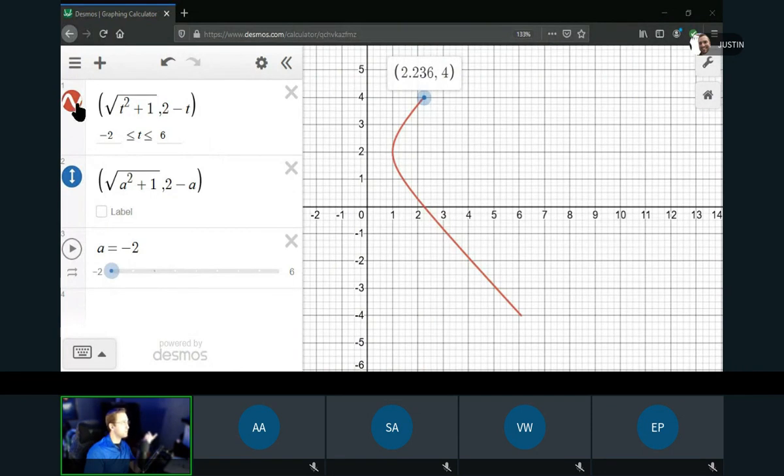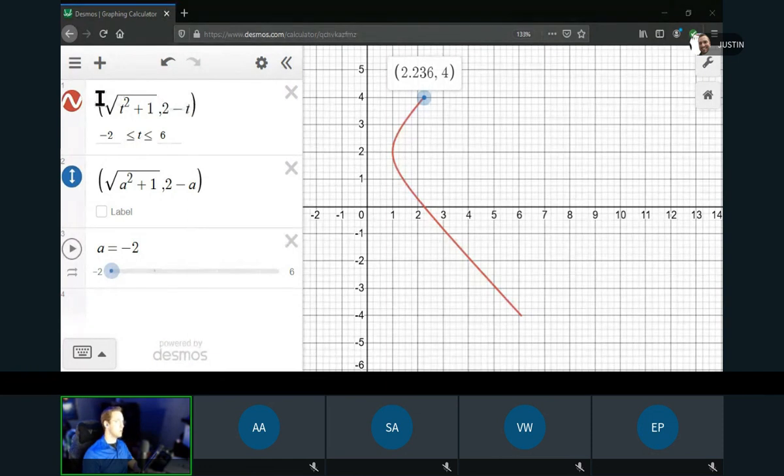My red line is the actual graph. Because it's parametric, even though you create a third variable t, you're only going to plot x and y. So that's why I have this as an ordered pair. This would be the x value. This is the y value. So x of t is the radical t squared plus 1. y of t is 2 minus t.